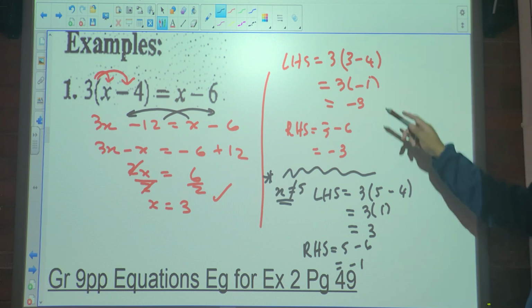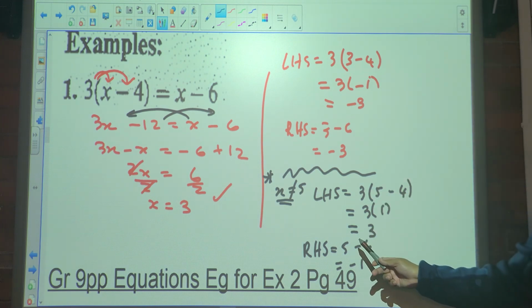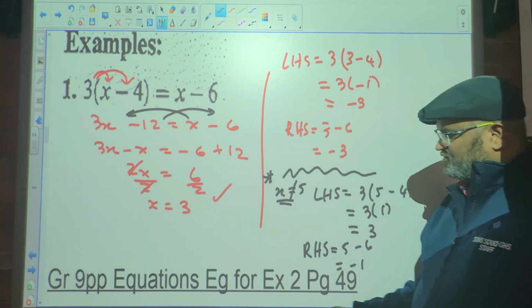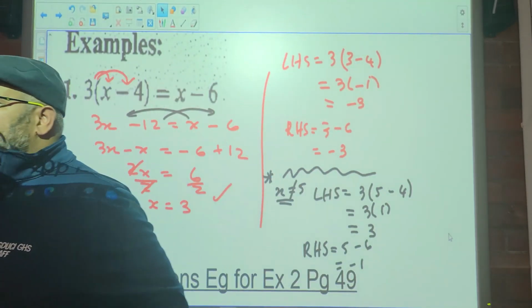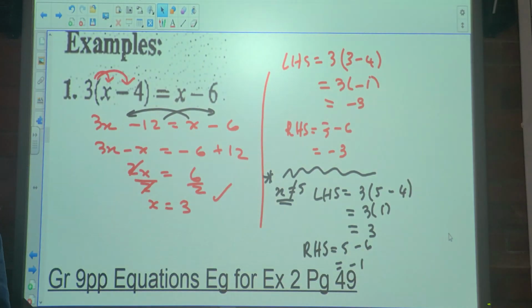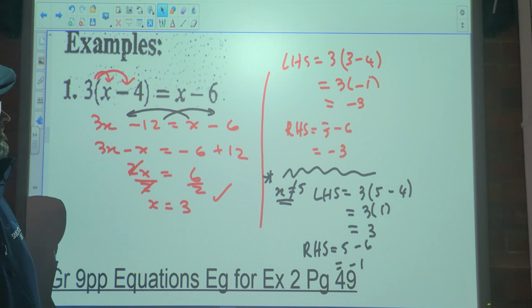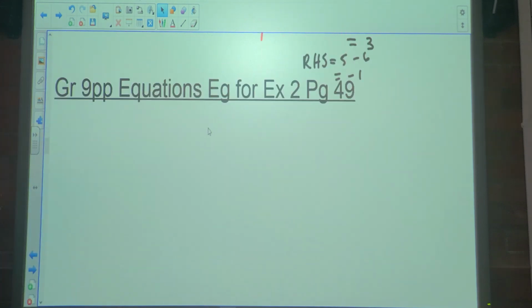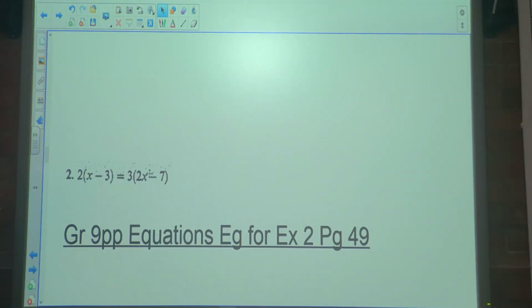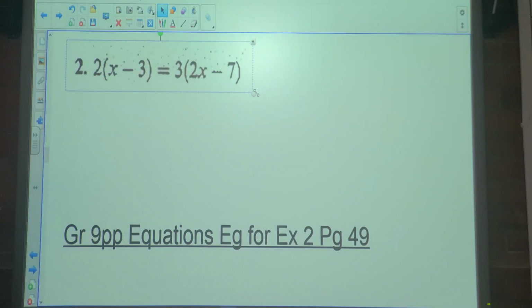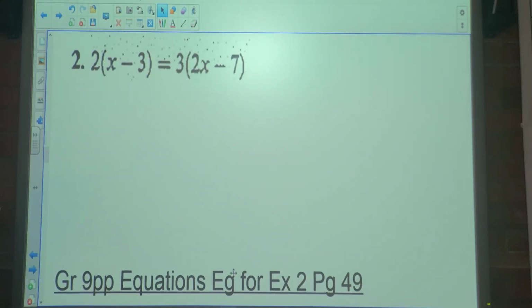Okay? Do I have to do this on every sum? No, but it's a useful tool to check if the answer is correct in the exam. Okay? If the question says test that your answer is correct, your solution is correct.